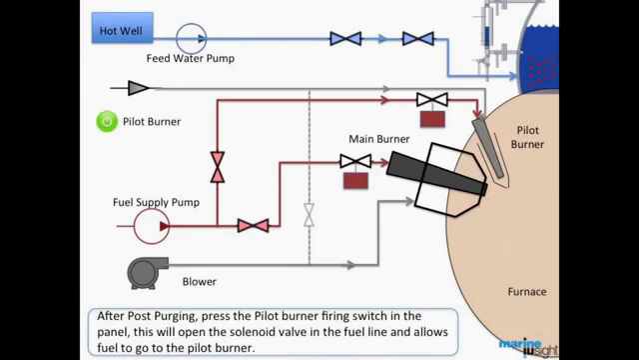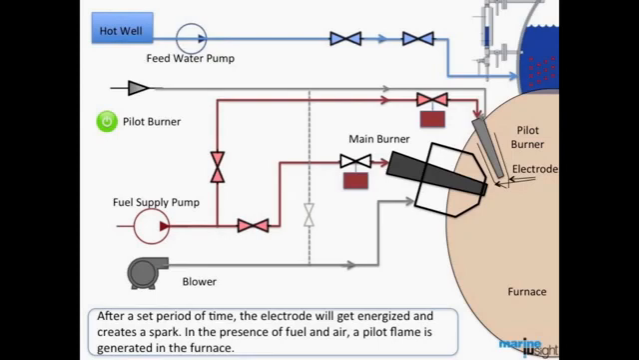After purging, press the pilot burner firing switch in the panel. This will open the solenoid valve in the fuel line, allowing fuel to go to the pilot burner. After a set period of time, the electrode will get energized and creates a spark. In the presence of fuel and air, a pilot flame will be generated in the furnace.